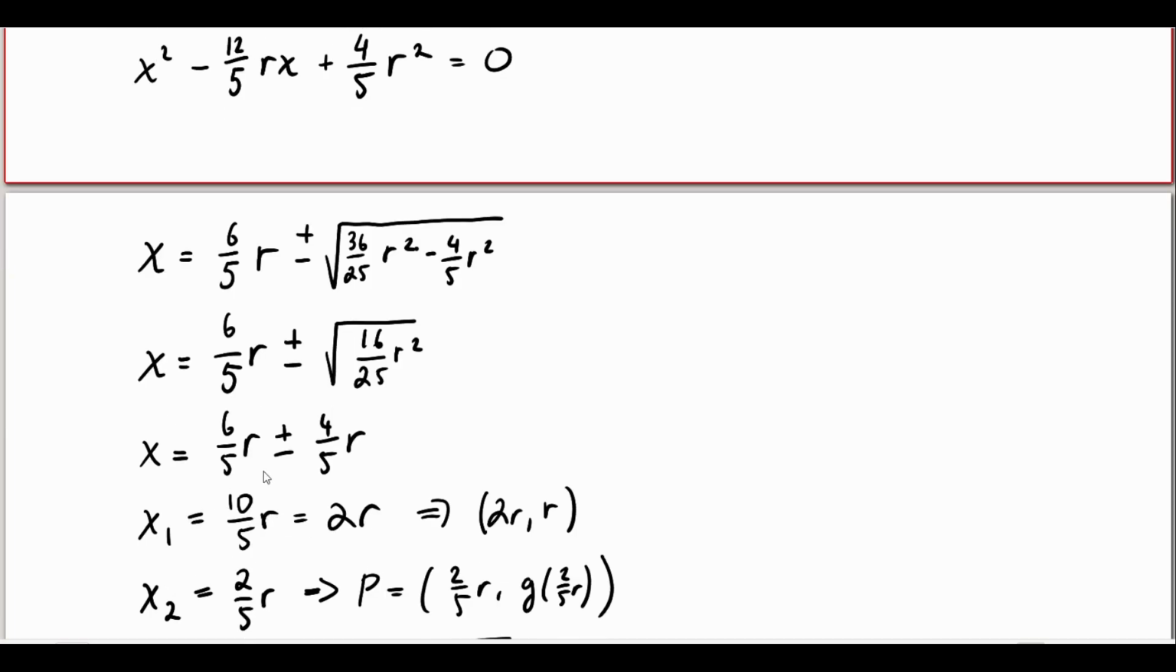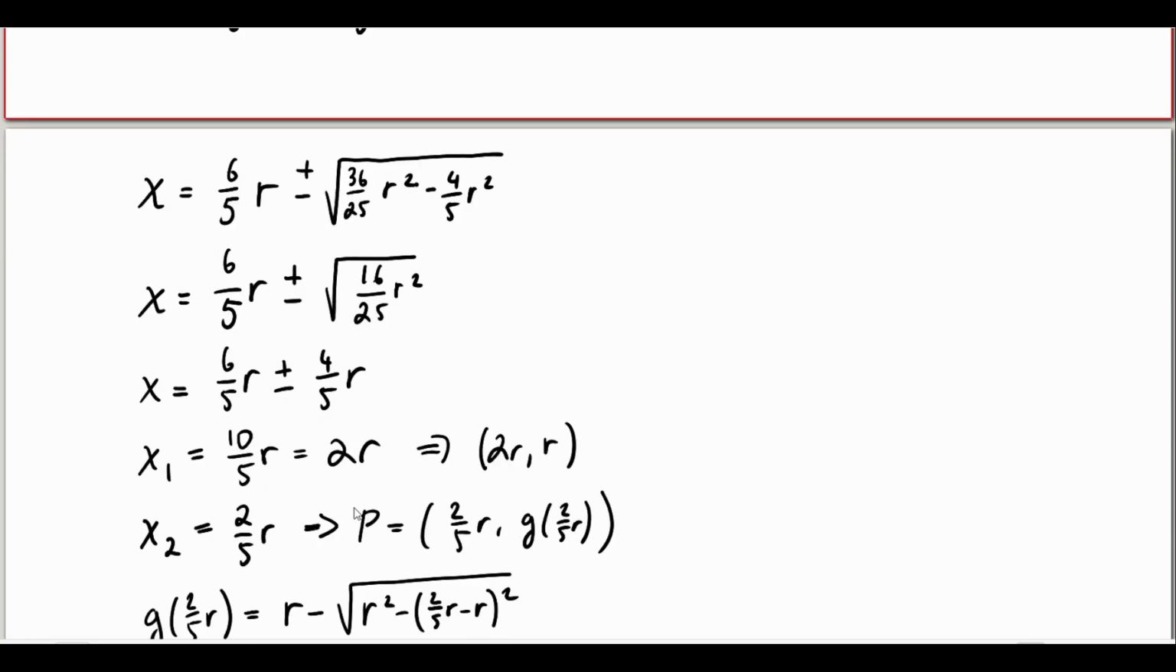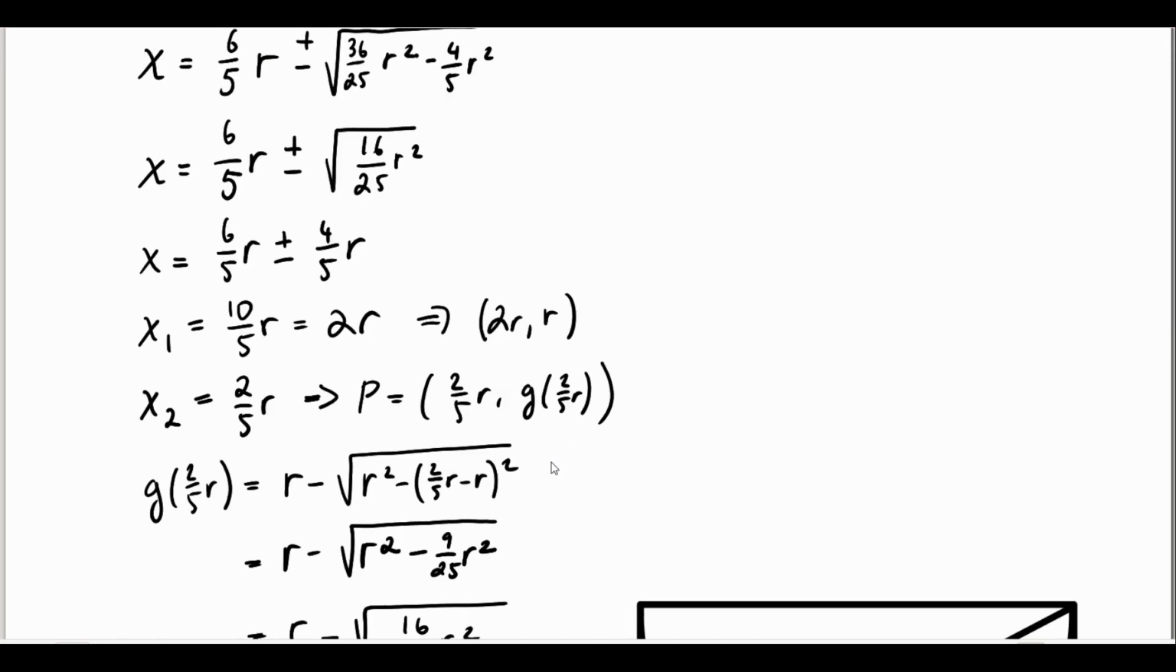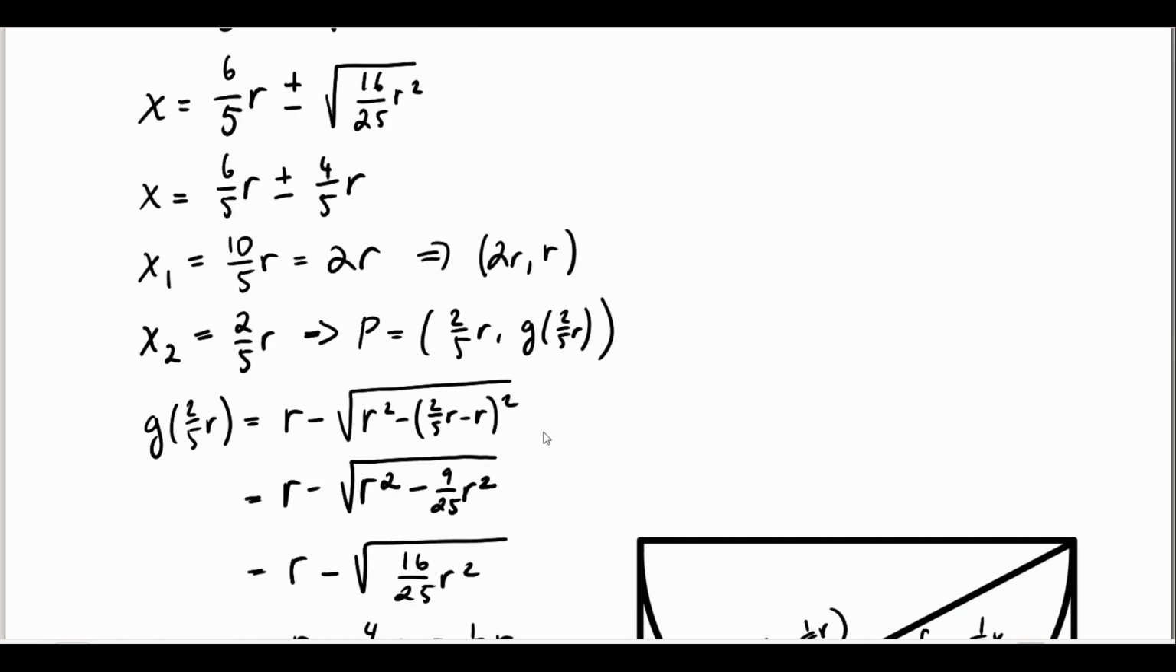And now we have an expression for x value. So we have the x value is 2r. And then we can find another x value, which is 6 over 5r minus 4 over 5r, which is 2 over 5r. And then the corresponding y values. We are actually not interested in those, but it can be good to know. So I've computed them anyway.